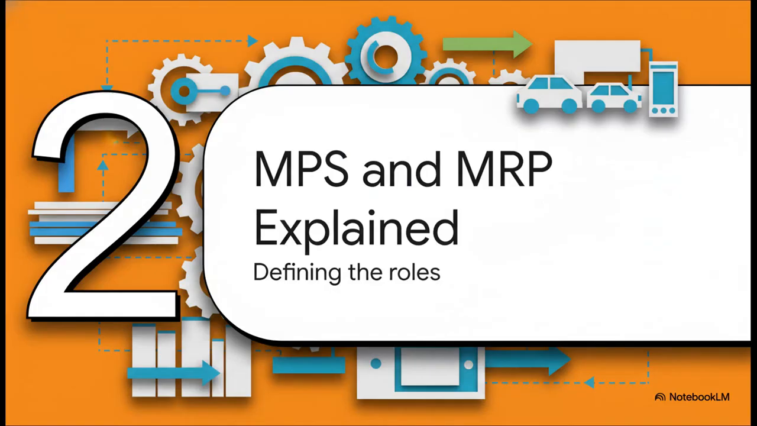Moving on to Section 2, MPS and MRP explained. Now, if you take away just one concept from this whole explainer, let it be the what versus which dynamic. The Master Production Schedule, our MPS, is the primary driver here. It dictates exactly what finished end products to make and exactly when to make them. It deals 100% with finished goods.